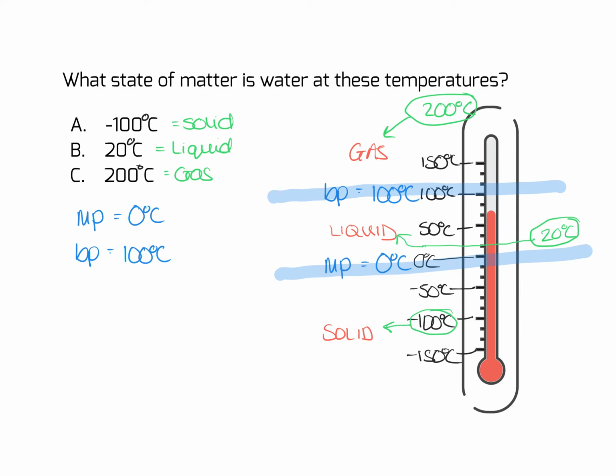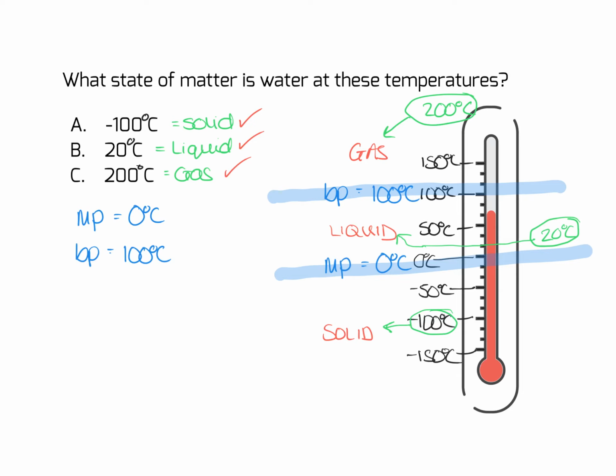You draw a number line. I've used a thermometer. You draw a number line. You mark on the melting point and the boiling point. Section it off, right where it would be a solid, a liquid and a gas. And then you're all set up to answer your questions. You just need to look for these temperatures on your number line and find out where they go. And that is how you answer these.